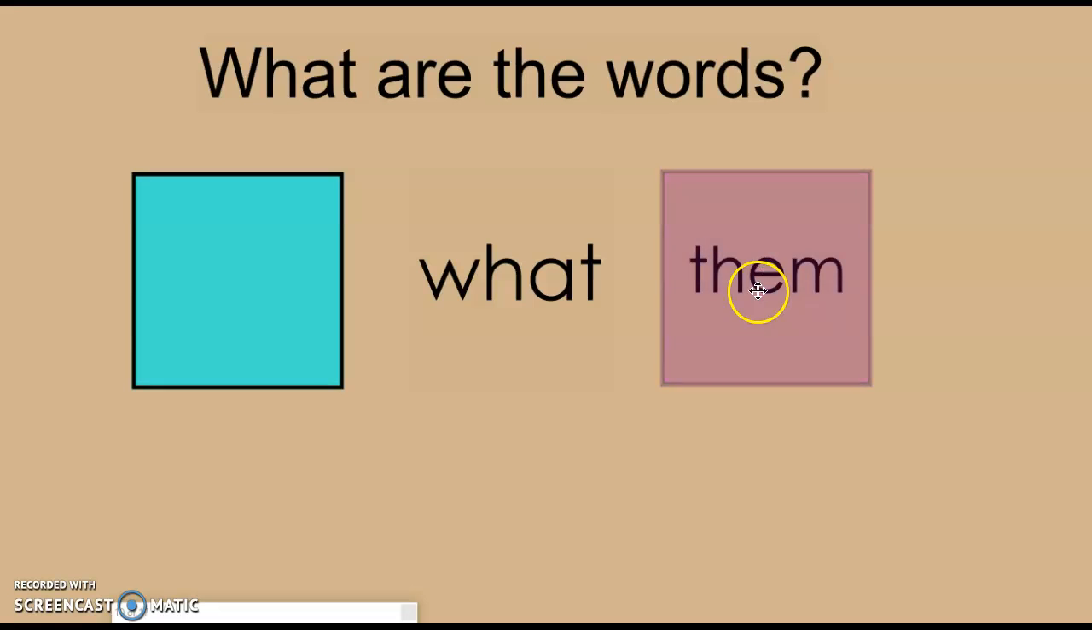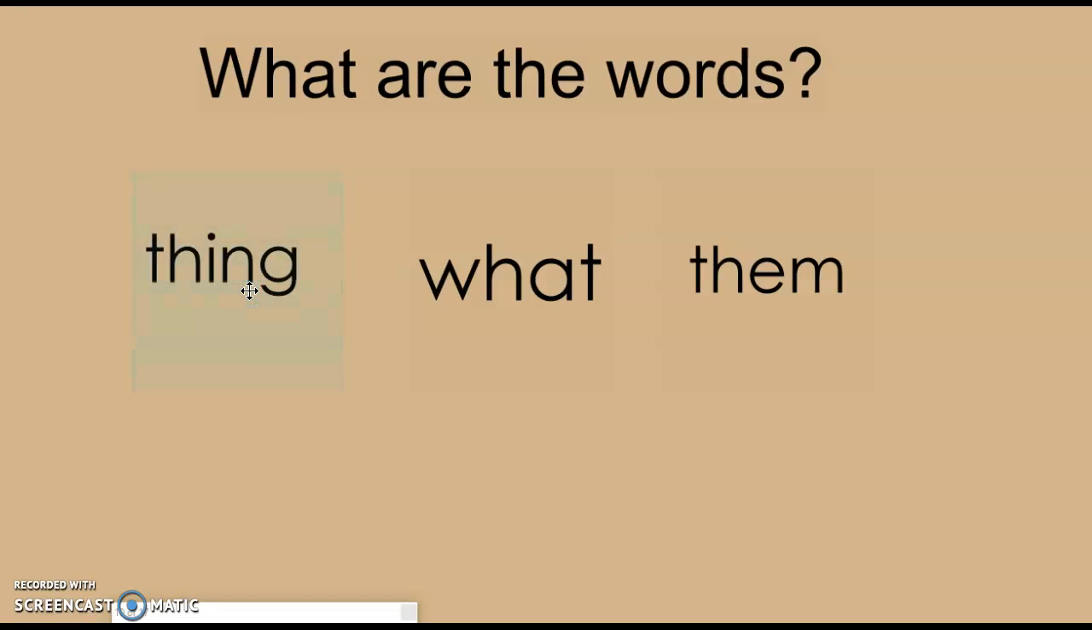Underneath of our purple box today, it's very similar to a word we were working on, but this one ends in an M instead of an N. So we say them, them. The word that we were working on yesterday was then with an N on the end. But this is very similar, but they mean different things. Them. All right, underneath of our blue is the word thing, thing.